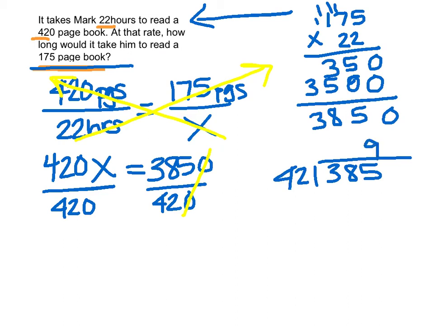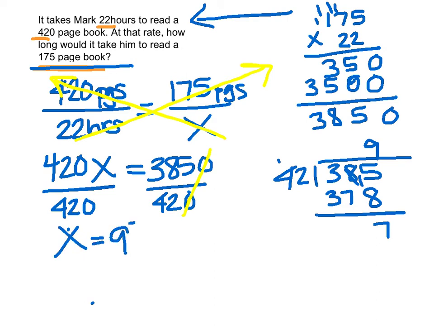9 times 2 is 18. Carry my 1. 9 times 4 is 36, plus 1 is 37. So when I subtract, I get a 7 remainder. So I really have x is equal to 9 and 7/42, which can be reduced to 9 and 1/6.